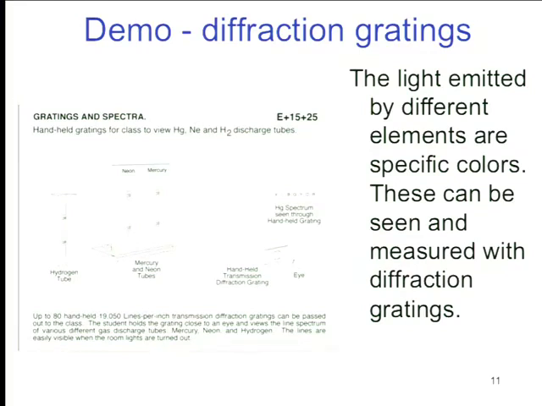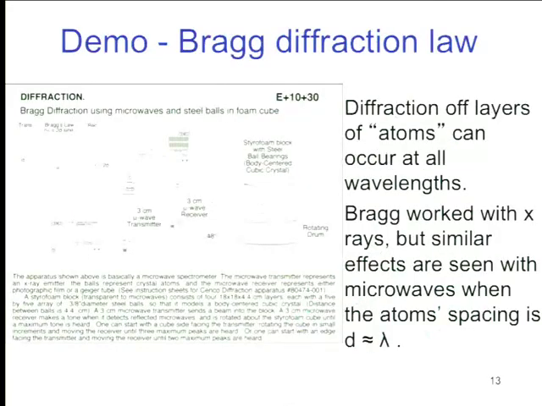Now, the same trick is done with X-ray diffraction. I showed you this particular demo where we had little BBs, metal balls, arrayed in a square layer like this, and another layer below it, and below it, to build up a three-dimensional cubic array of balls. And the radiation came in. So the construction here is the same idea.